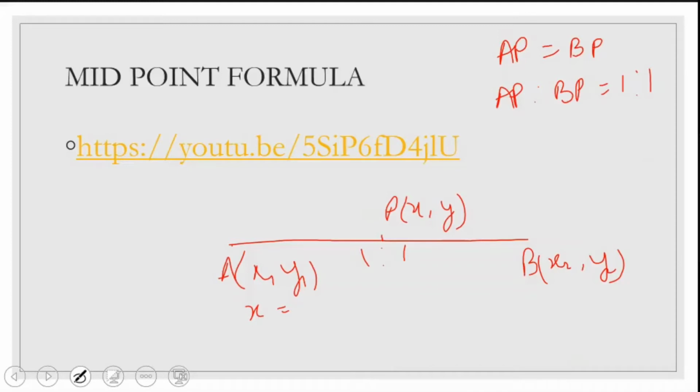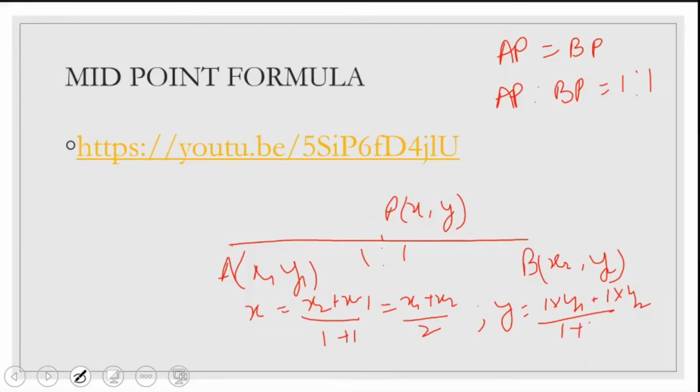So what will x be? According to that section formula, x will be equal to 1 into x2 plus 1 into x1, that means x2 plus x1 upon m1 plus m2, that means 1 plus 1. That is equal to how much? That is equal to (x1 plus x2) upon 2. Exactly the same way, y will be given by 1 into y1 plus 1 into y2 upon m1 plus m2, that means 1 plus 1. So it's again equal to (y1 plus y2) upon 2. So again we get the formula of the midpoint for a line segment AB. If (x1, y1) and (x2, y2) are the endpoints, then the midpoint is given by (x1 plus x2) upon 2 and (y1 plus y2) upon 2.